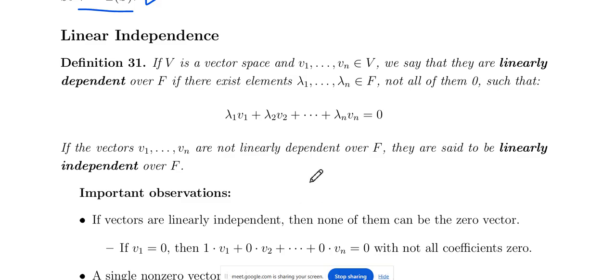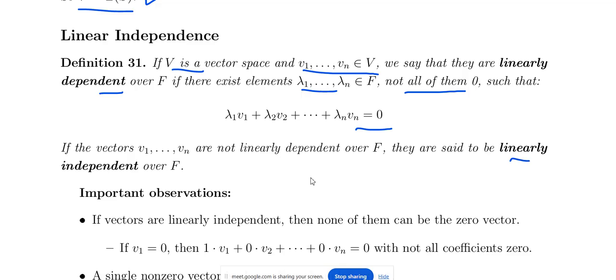Another important concept is linear independence. V is a vector space, and v1, v2, ..., vn belong to V. We say they are linearly dependent over the field F if there exist elements alpha 1, alpha 2, ..., alpha n in the field F, not all of them 0, meaning something is non-zero, such that the linear combination of the scalars and the vectors equals 0. If not all scalars are 0 but the linear combination equals 0, then the corresponding vectors are said to be linearly dependent. Those that are not linearly dependent are called linearly independent.